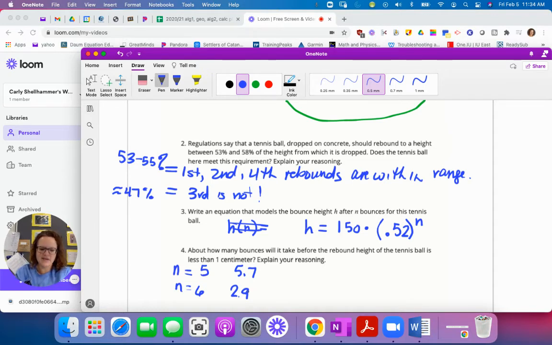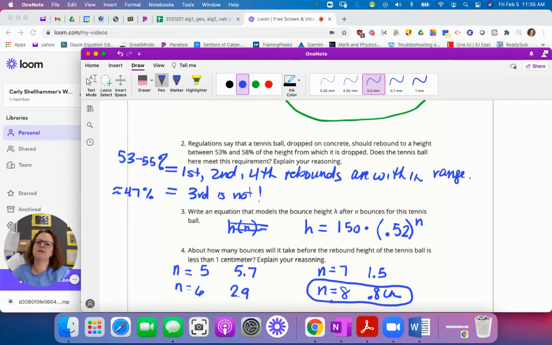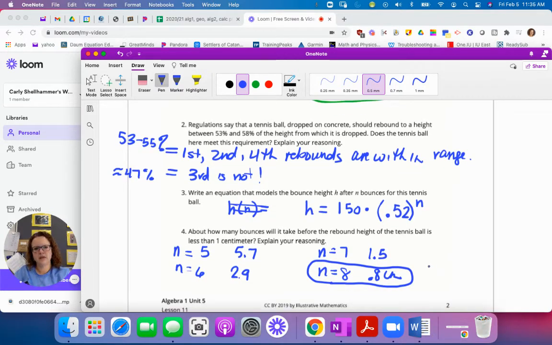N equals 7. Ooh, getting close. I have 1.5, so it's definitely going to be n equals 8. But let's get the value. 0.8. So the 8th bounce, we are less than 1 centimeter. And explaining my reasoning here is showing my work.